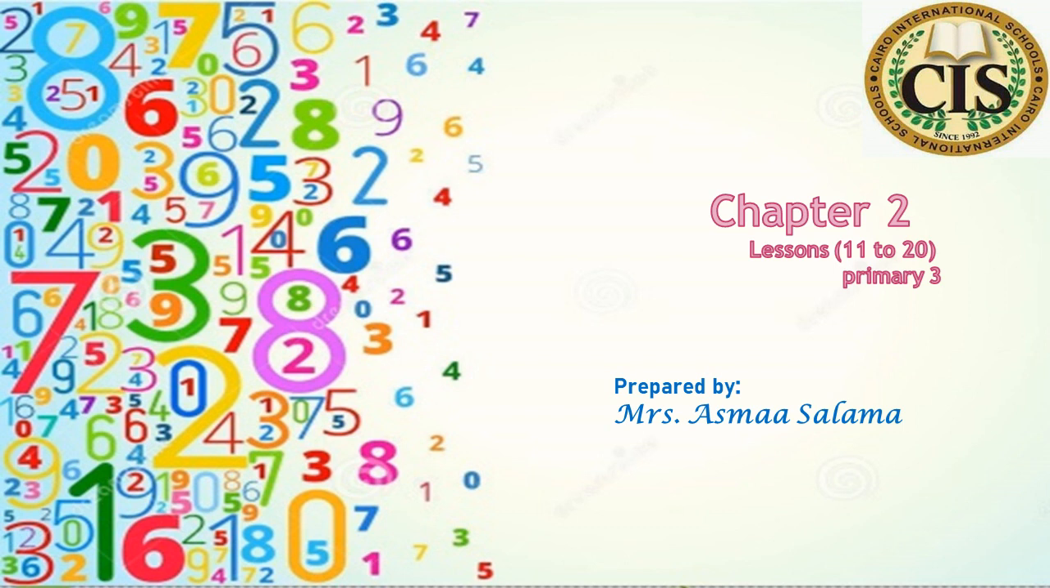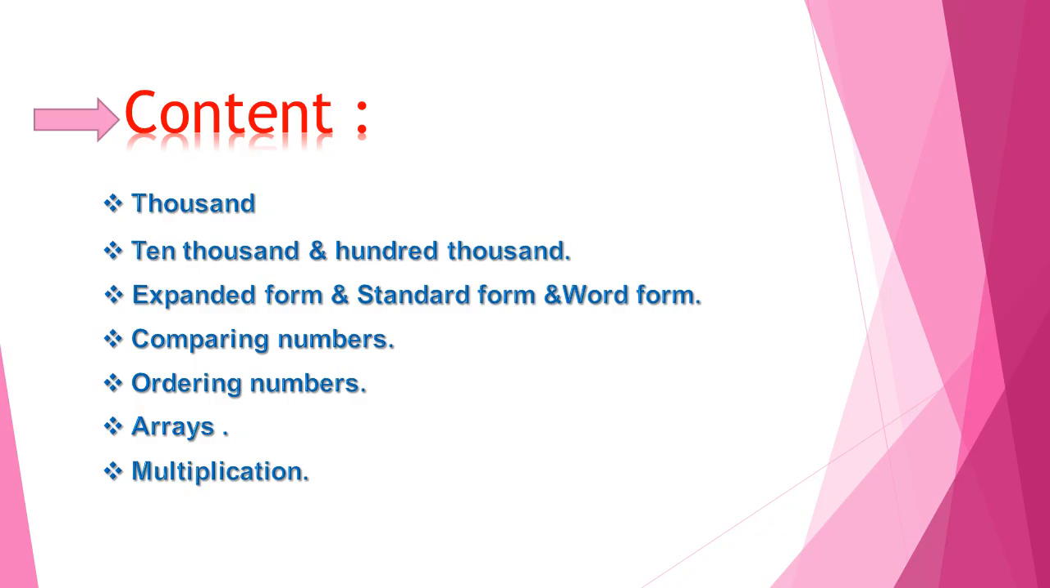Hello Primary 3. We will study Chapter 2, Lessons 11 to 20. We will study in this chapter thousand, 10,000 and 100,000, how to write the numbers in expanded form, standard form and word form, how to compare between the numbers, ordering numbers, arrays, multiplication.